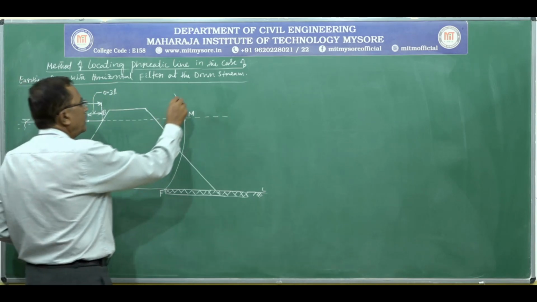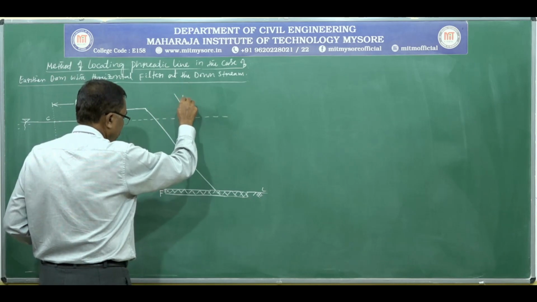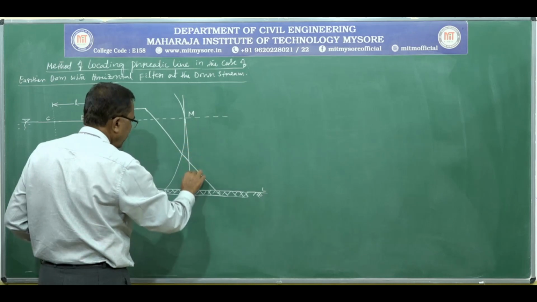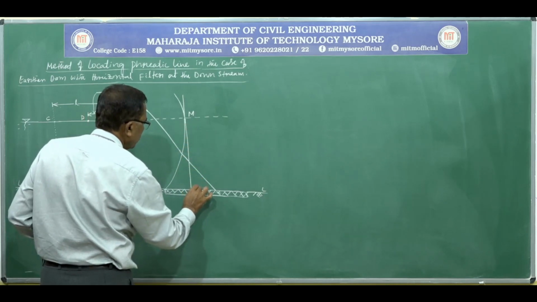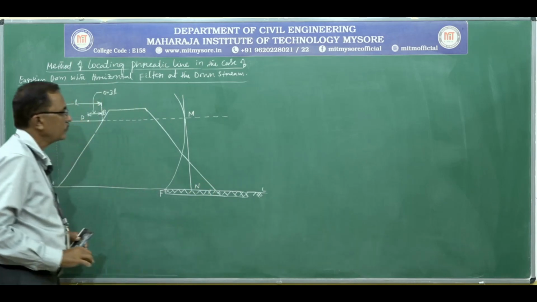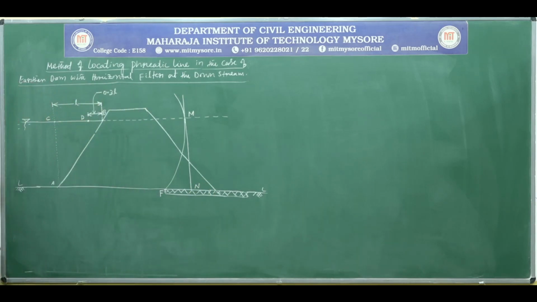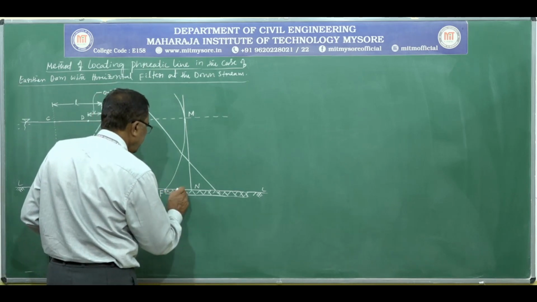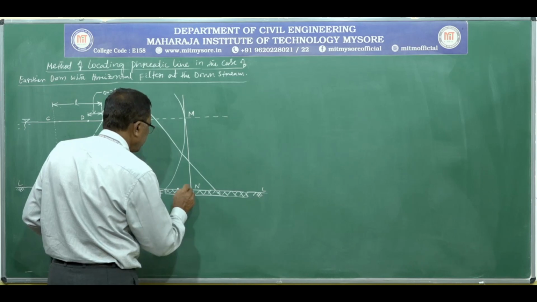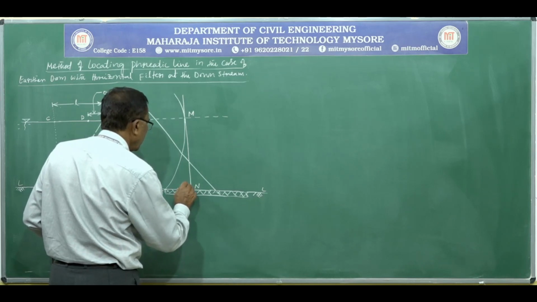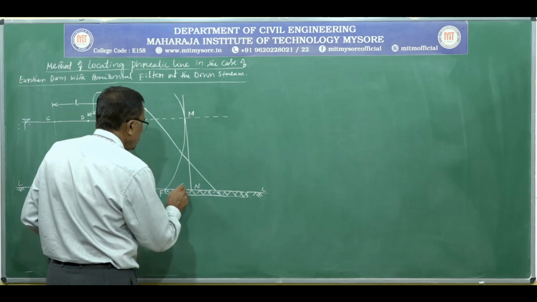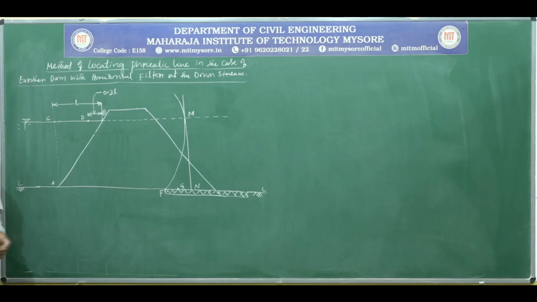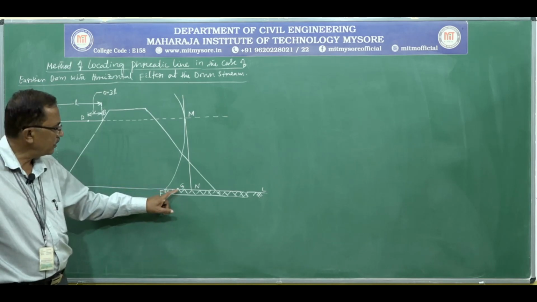From M, draw a tangent to this arc from M to meet the horizontal filter at N. Bisect FN at G. So, G will be the last point of the phreatic line, on the horizontal filter.